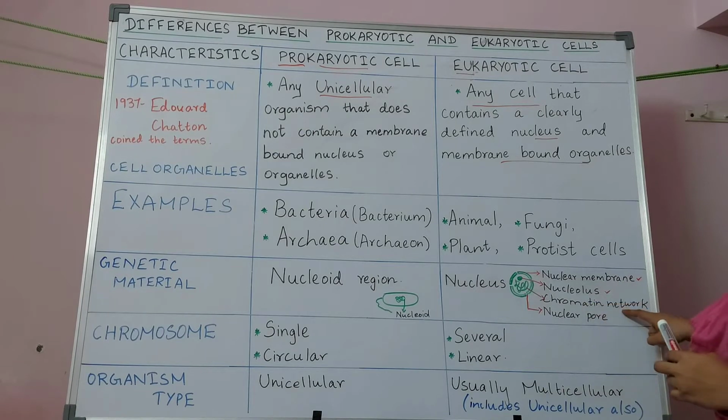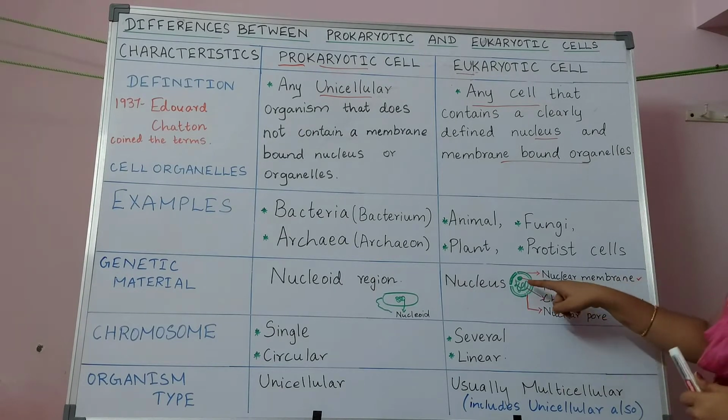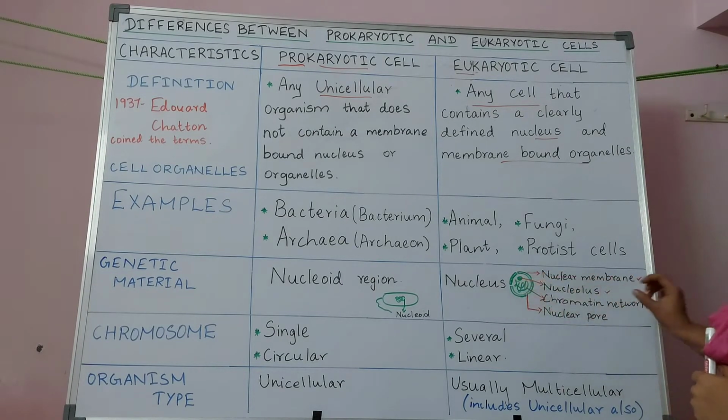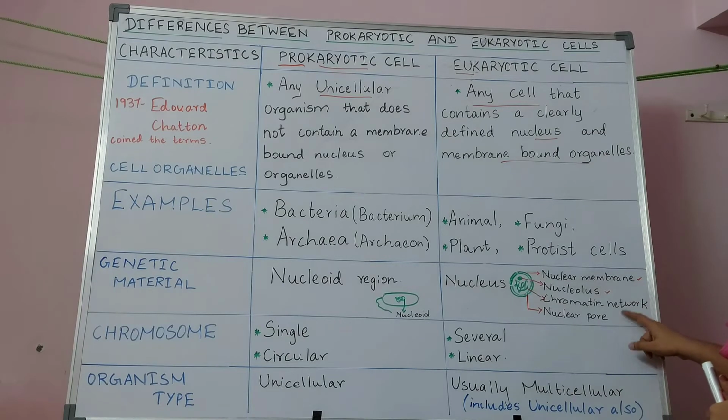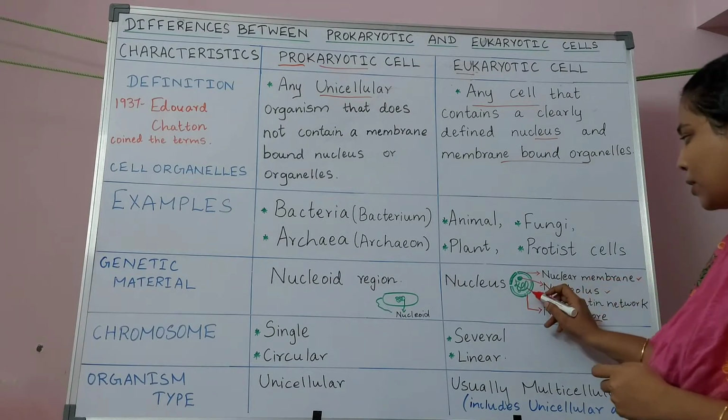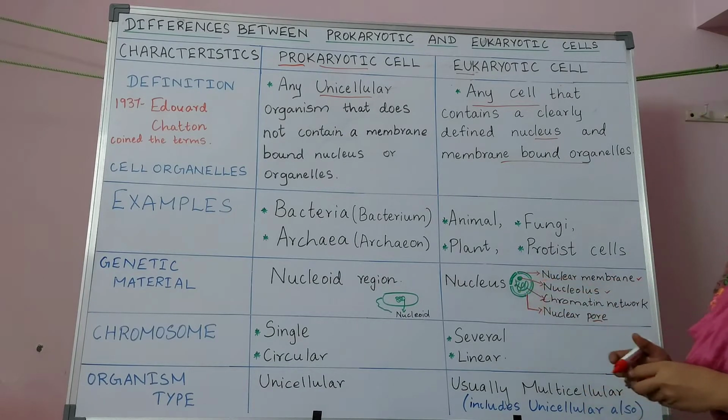The chromatin network is a thread-like structure that is present inside this nucleus. This is the one which holds the DNA, that is the genetic material of the cell. And the last component is the pore. Pore refers to a hole-like structure. These are small holes that are present in the nuclear membrane.